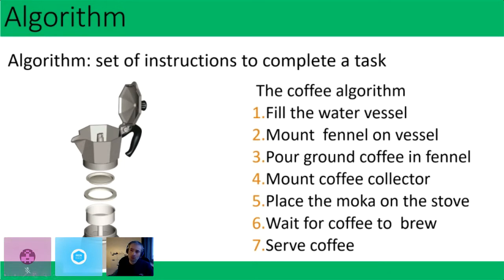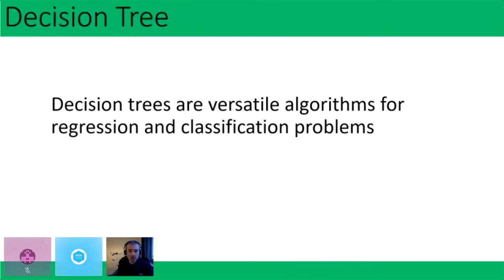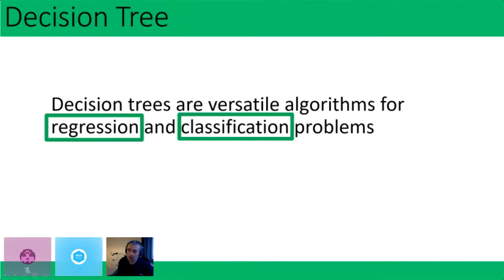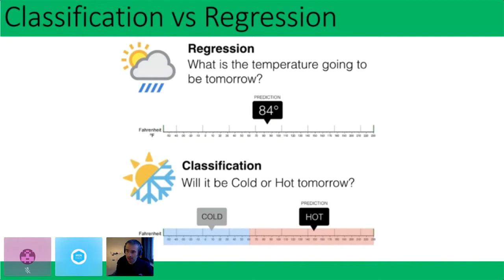So this was the first word, algorithm, which we are now deconstructing. And the second question is, what are regression and classification problems? These two words, you can see them everywhere in machine learning, and many problems are regression problems, and many other problems are classification problems. Let's give an example of a regression and a classification problem.